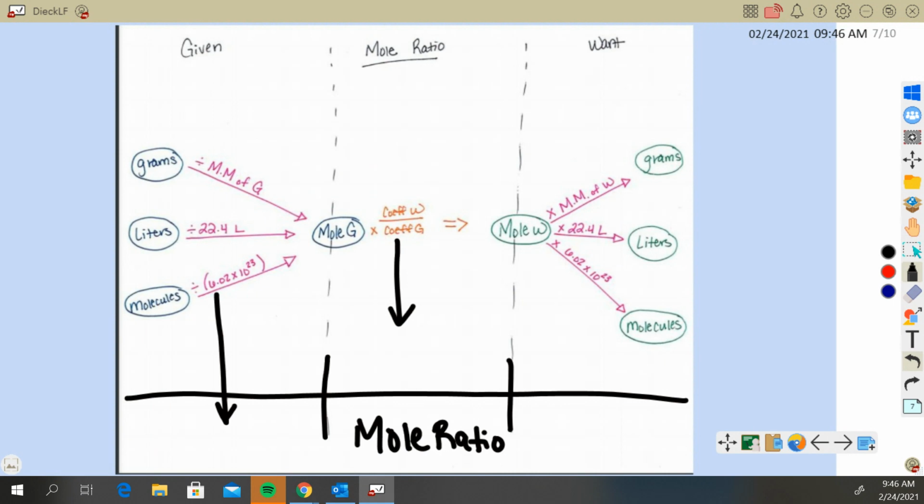Lastly, if we want grams, liters, or molecules, then we are multiplying by those numbers, and those multiplication factors go up top. If we want moles, then we're good. We don't need to do anything, because after this step, we don't need anything over there. Okay? I'm going to show you guys how to use this. You're going to like it, I promise. It's going to be nice for you.